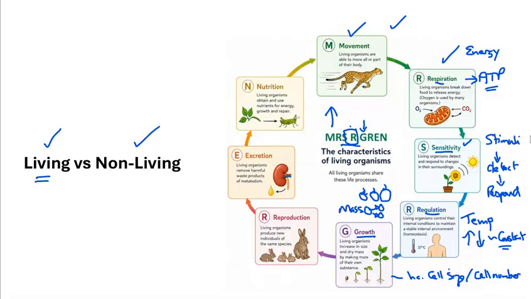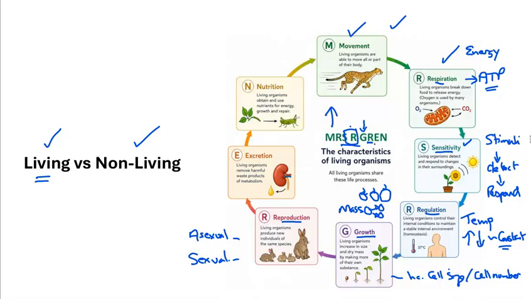The R of GREN stands for reproduction. All living things reproduce. They produce new individuals of the same species, and we'll go on to look at how there are two different strategies for this. There's what we call asexual reproduction and sexual reproduction, and they have very different consequences for the offspring which are produced.